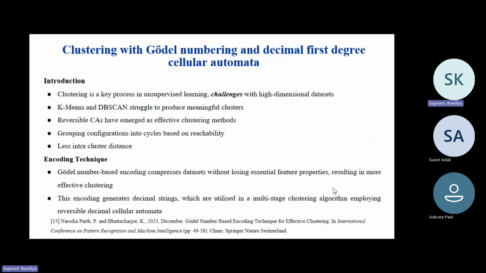have less intra-cluster distance. We are introducing a Gödel number-based encoding technique over the data set without losing the essential feature properties, resulting in more effective clustering. That's why we are using Gödel encoding techniques. This encoding generates decimal strings which are utilized in a multi-stage clustering algorithm, employing reversal. Mostly we are using reversible CAs.